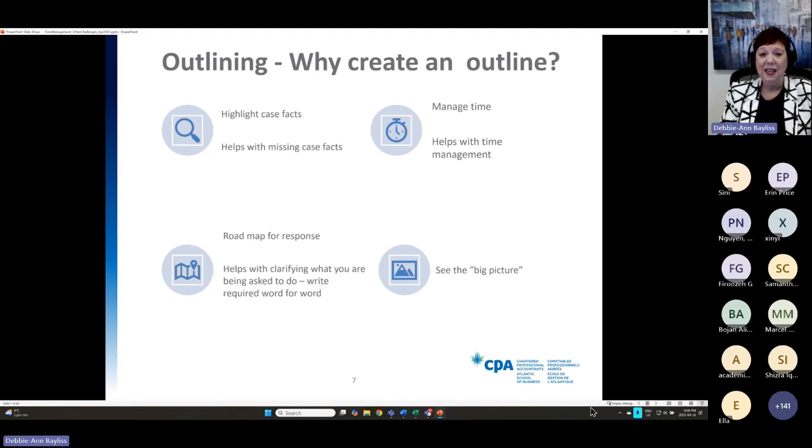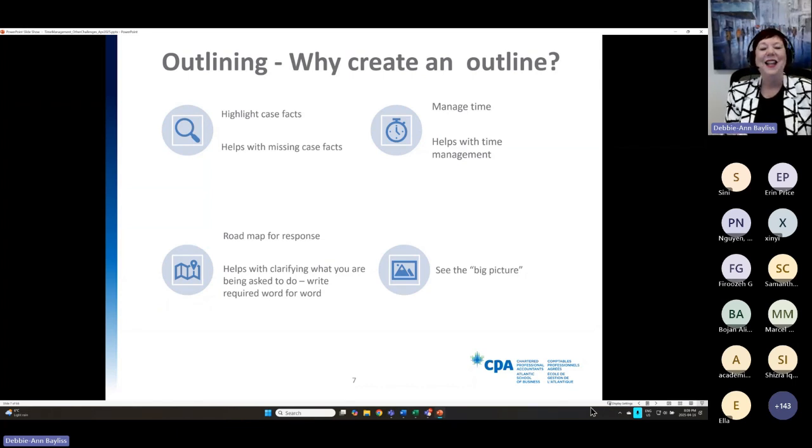Part of this is it's absolutely your roadmap, the roadmap for response. And as you're going through, you're not only identifying the required, but you're breaking it down so that you understand each of the key components you need to answer. So again, I'm going to show you that best practice about writing the required word for word and breaking it down into smaller pieces.